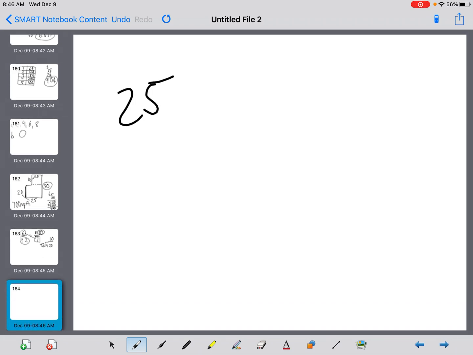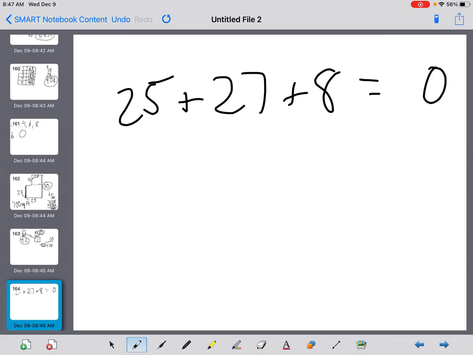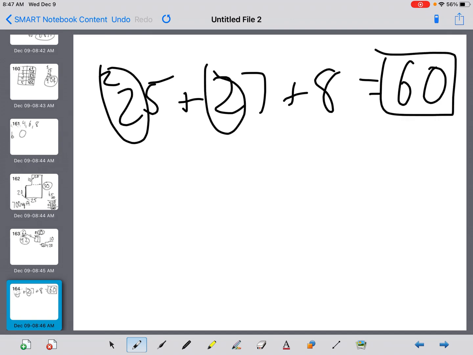So I have 5 squared. I just did that in my head and I wrote down 25. Plus 3 times 3 is 9, times 3 again is 27. Plus the square root of 64 is 8. Okay, now it's just addition. 5 plus 7 is 12. Plus 8 is 20. Carry the 2. 40, 60, done.